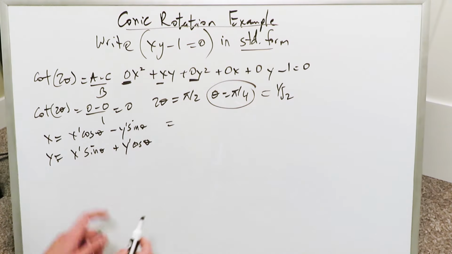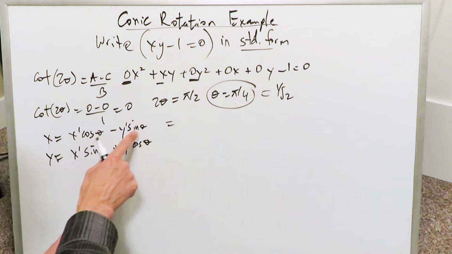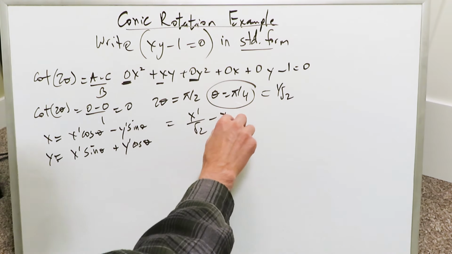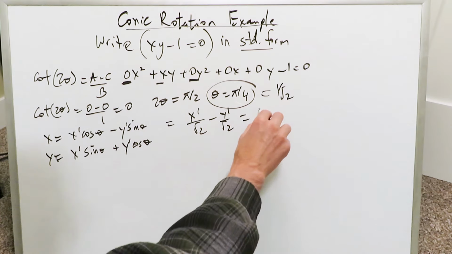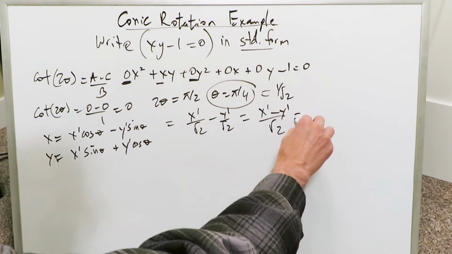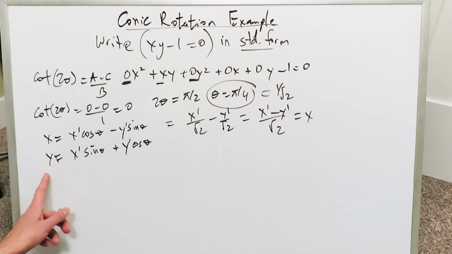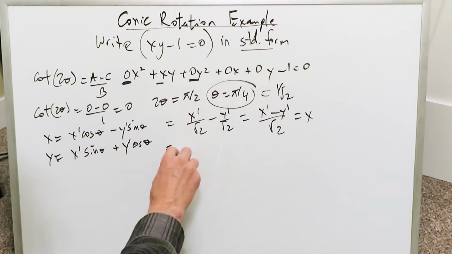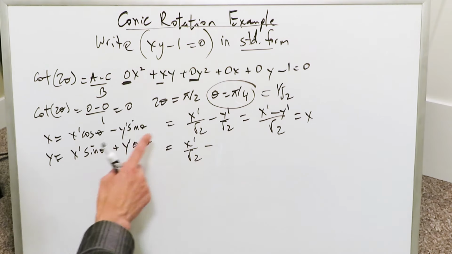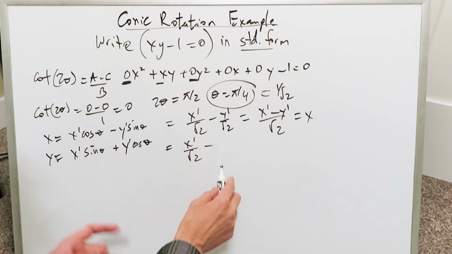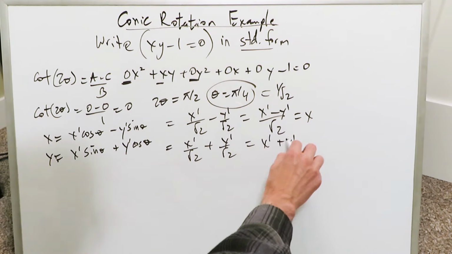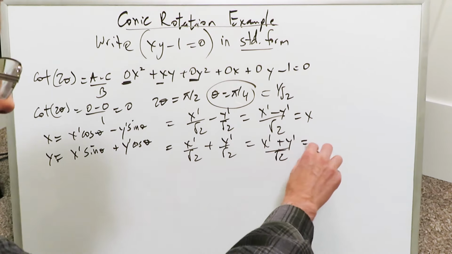When you bring that into play, in terms of these thetas over here, you'll have x prime over root 2 minus y prime over root 2, which you can consolidate as x prime minus y prime over root 2, and this is equal to x. Now when you're looking at the y equation form, you know you're bringing in the root 2 in the denominator, because sine and cosine of 45 is always 1 over root 2. And you have this come out, x prime plus y prime over root 2, and this is equal to y.